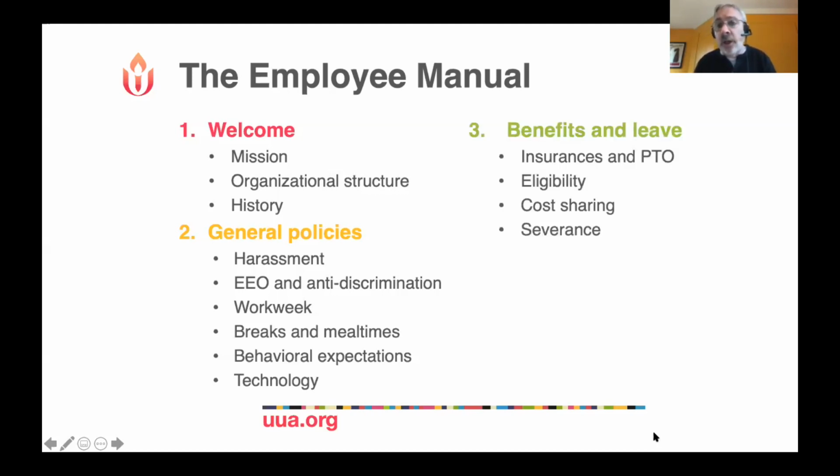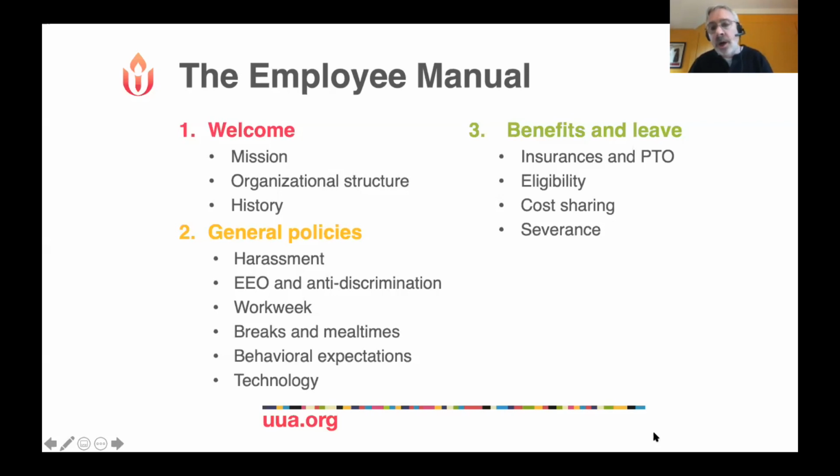You'll probably have a section on all the benefits and leaves of absences that you may be offering. These would include insurances: health insurance, dental insurance, life insurance, disability insurance, and time off, paid or unpaid, that you may be offering. PTO is paid time off. Who's eligible for the insurances and time off? Do you have to work so many hours a week to be eligible for paid time off? Or do you have to work so many hours to be eligible for the insurances? So our health plan, for example, requires 750 hours a year to be eligible for the plan. The plan is 1,000 hours, I believe, in a calendar year. So you're going to want to outline eligibility for the different benefits.